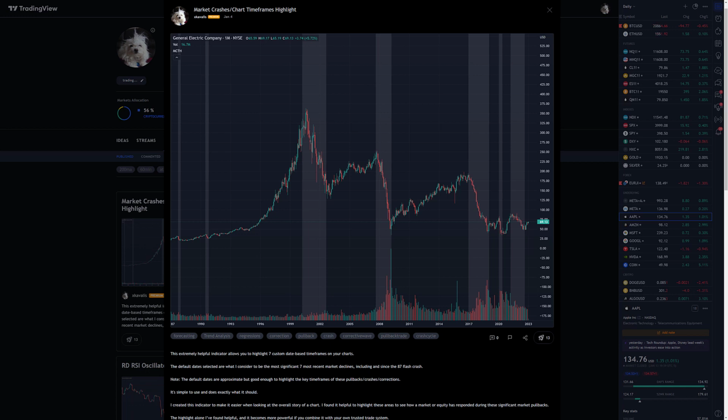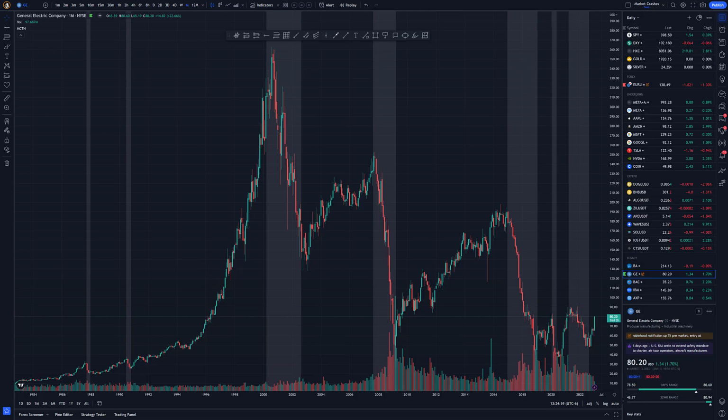So let's jump over to the chart, and I'll give a few tips on using this indicator. This indicator is really simple. What I really wanted was an indicator that would highlight the recent crashes from 1987 that I find significant, that I could plot on a chart, and I could look at a long-term chart.